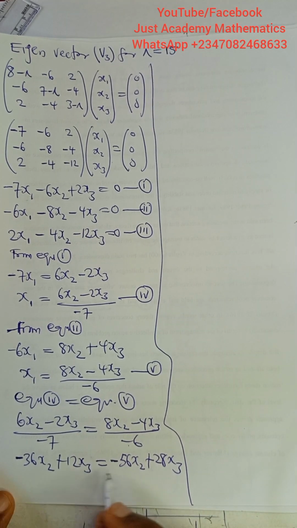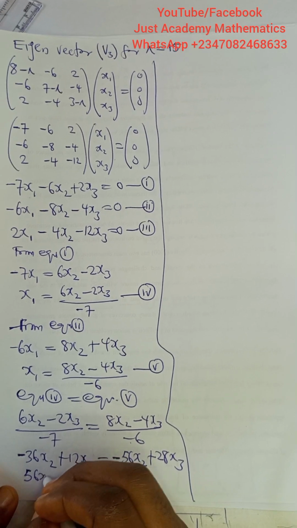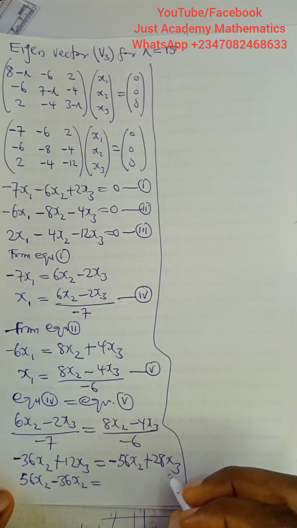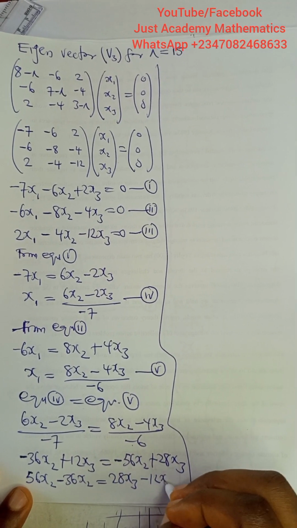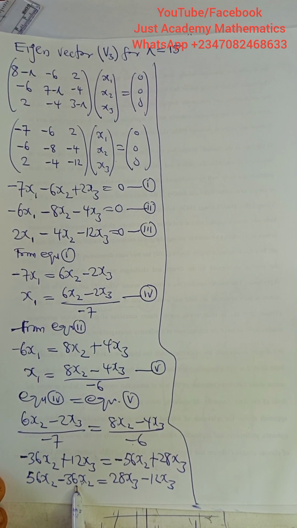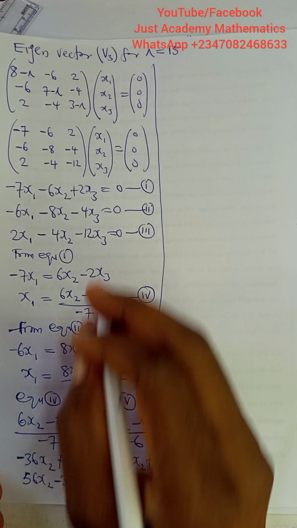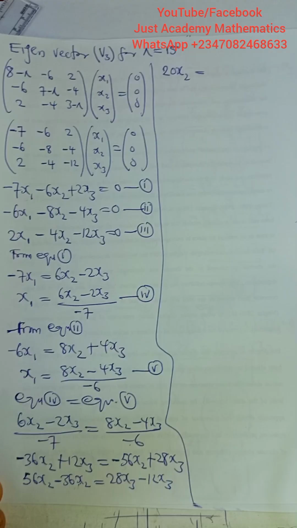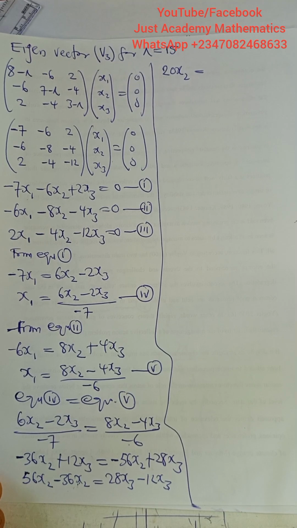If you bring x2 here, we were looking for it in terms of x3. So we're going to get positive 56x2 minus 36x2 is equal to 28x3 minus 12x3. This minus this will give me what? Will give me 20. So I have 20x2 is equal to 28 minus 12 will give me what?